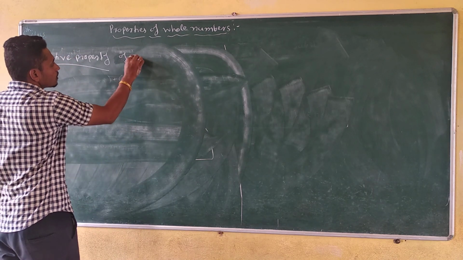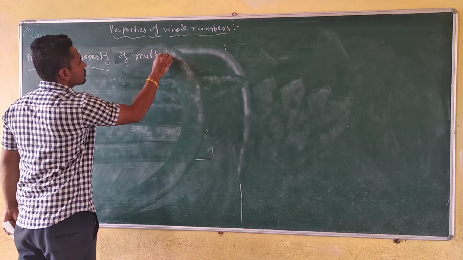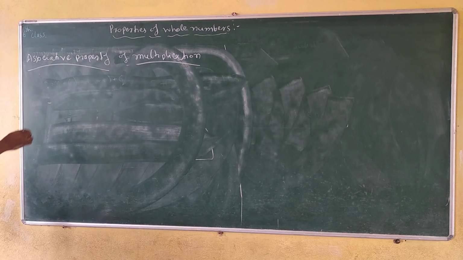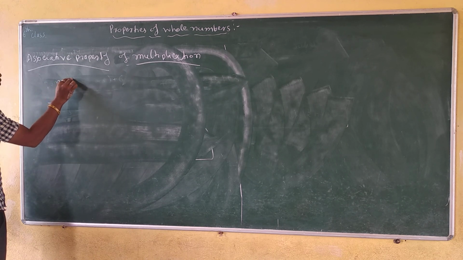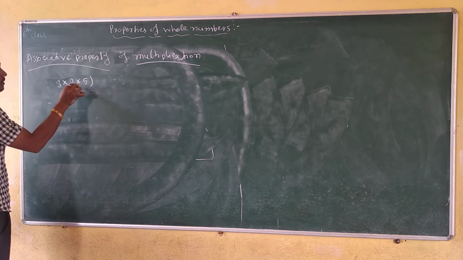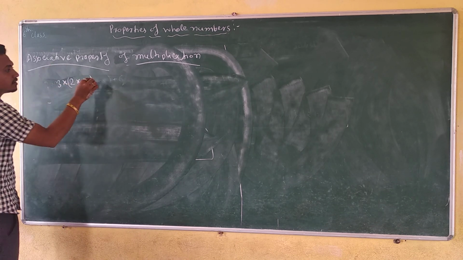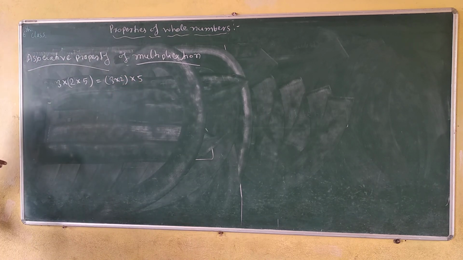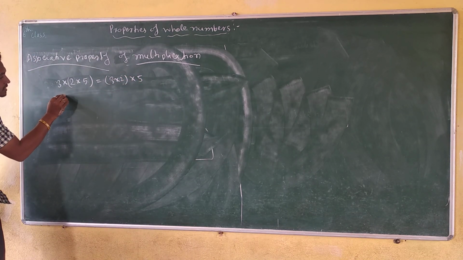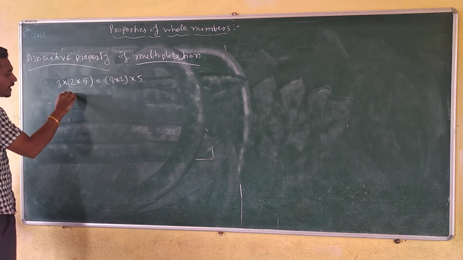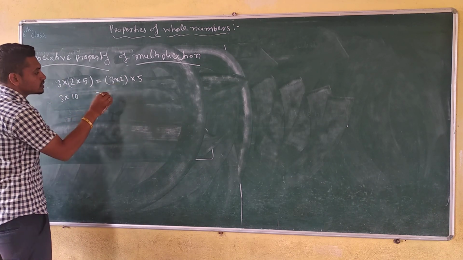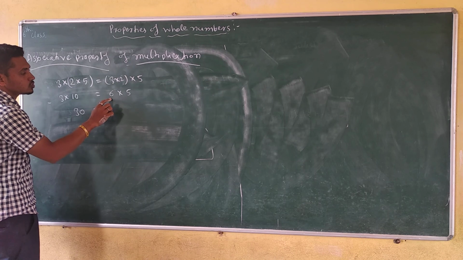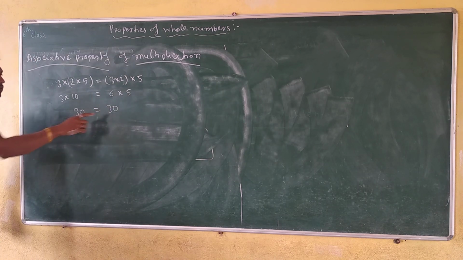Multiplication. Okay, see here, take one example: 3 into 2 into 5. Take 2 into 5 in the bracket, equals 3 into 2 in the bracket into 5. Now 3 as it is into the bracket 2 into 5, 10, equals 3 2s are 6 into 5. So 3 10s are 30 equals 6 5s are 30. So 30 is equal to 30.